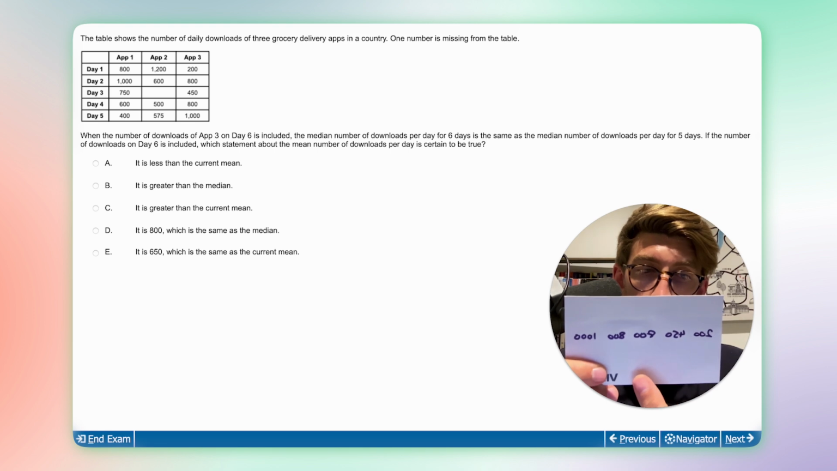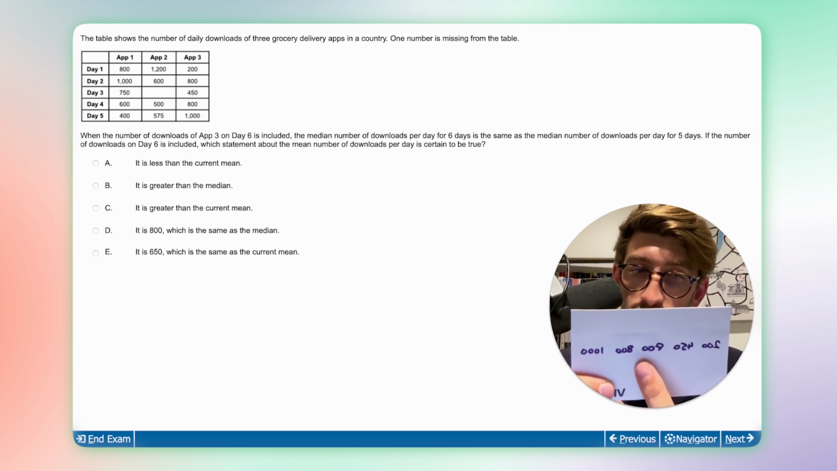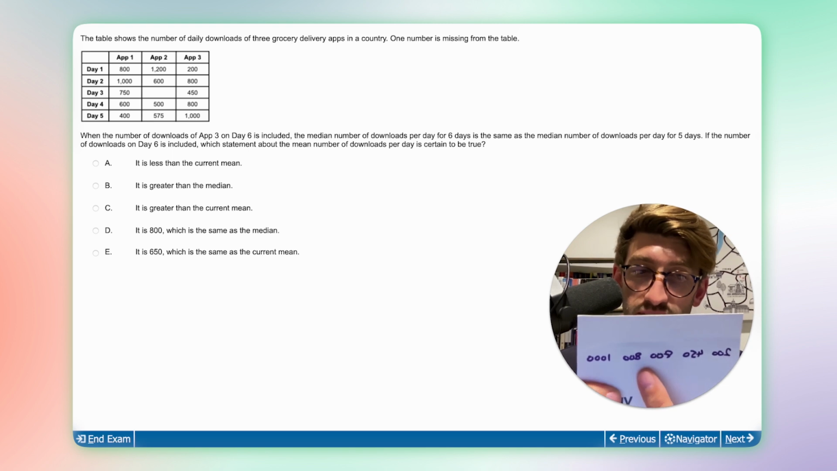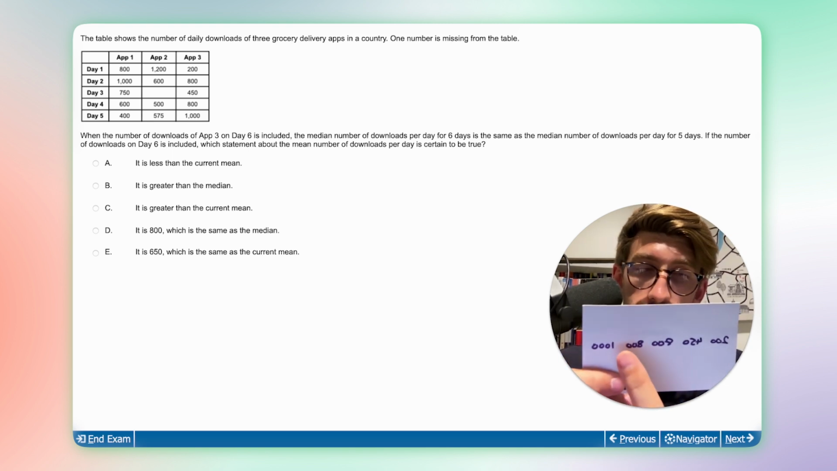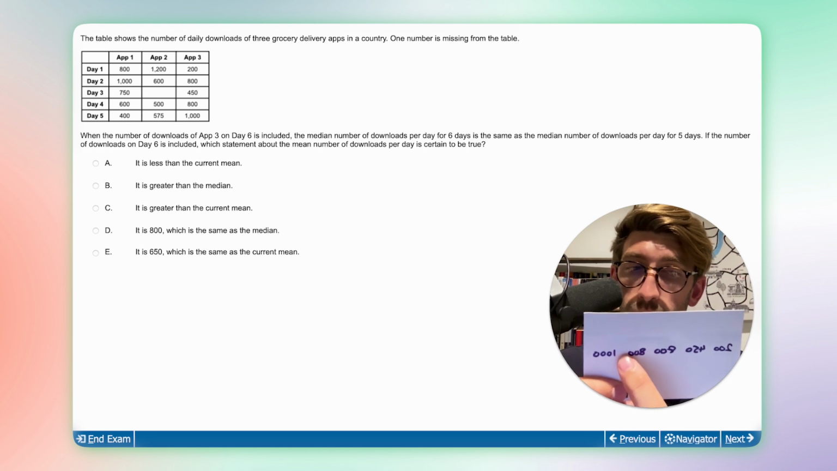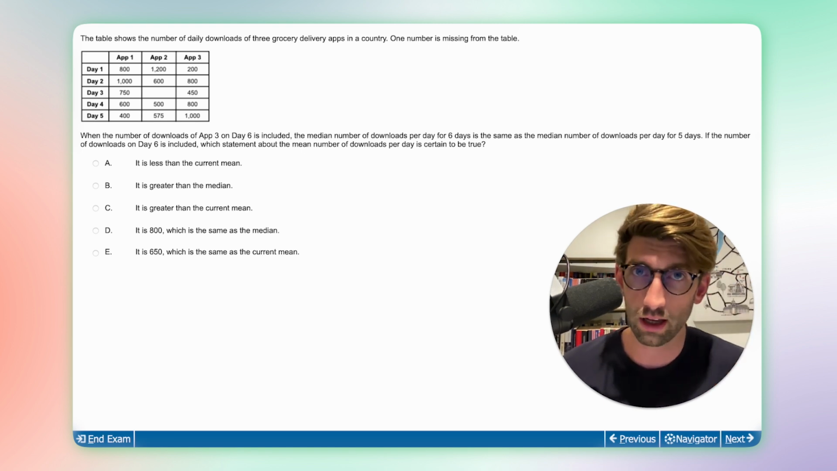But because the median stays the same at 800, which means that when you have 6 numbers, it's the average of these two, which is obviously 800. It means that you have to have a number. It doesn't necessarily have to be bigger than 1000, but it has to be a number in this direction. It has to be 800 or higher. Otherwise, it would lower the median, right?